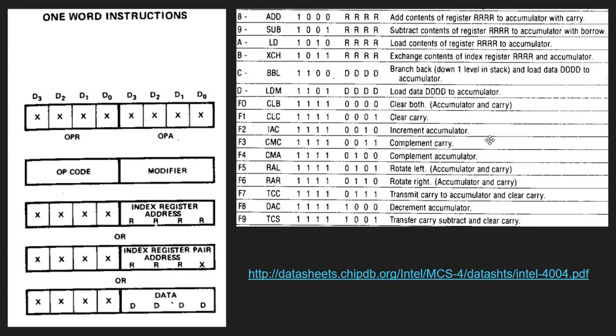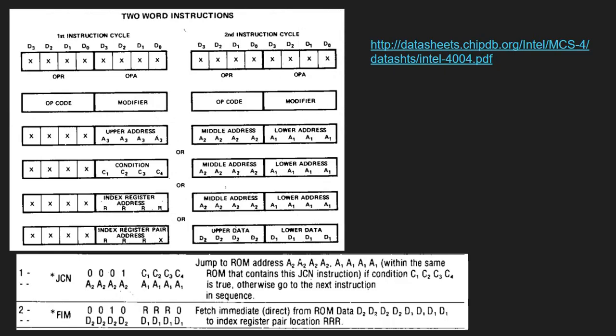Apart from arithmetic instructions, we also have some control instructions for clearing the flags or setting and so on. Again, the best way to learn this is to consult first the data sheet and then the programming manual of the CPU. Considering two word instructions, we have in the first part again the opcode, but then we may have a complete 12-bit address, like in this case, or we can have a condition followed by a relative address.